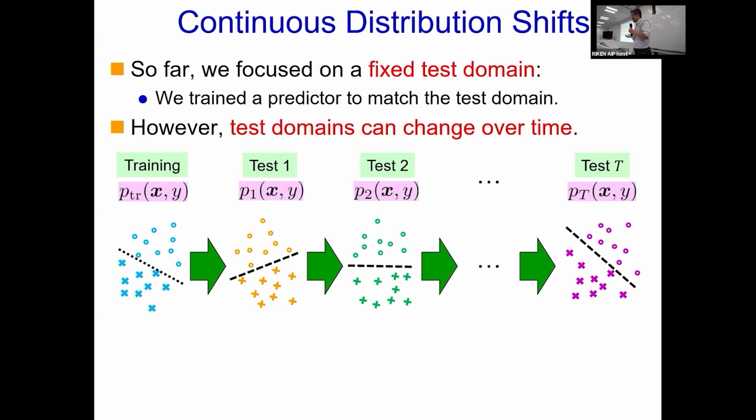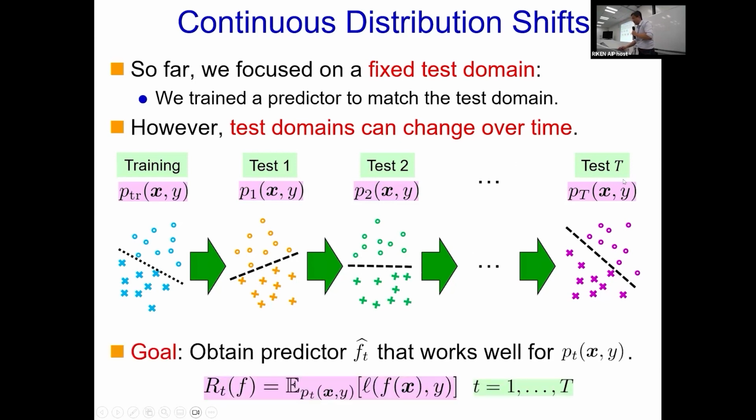But maybe test domains can also change over time, like this. At test time 1, we have some test distribution, and at test time 2, we have another distribution like this. And it continues until test time T. So roughly, we want to obtain a predictor f_t hat that works well for each p_t over t equals 1 to T. So this is not a precise definition, but roughly we want to update our predictor over time to kind of follow the changing distributions over time.